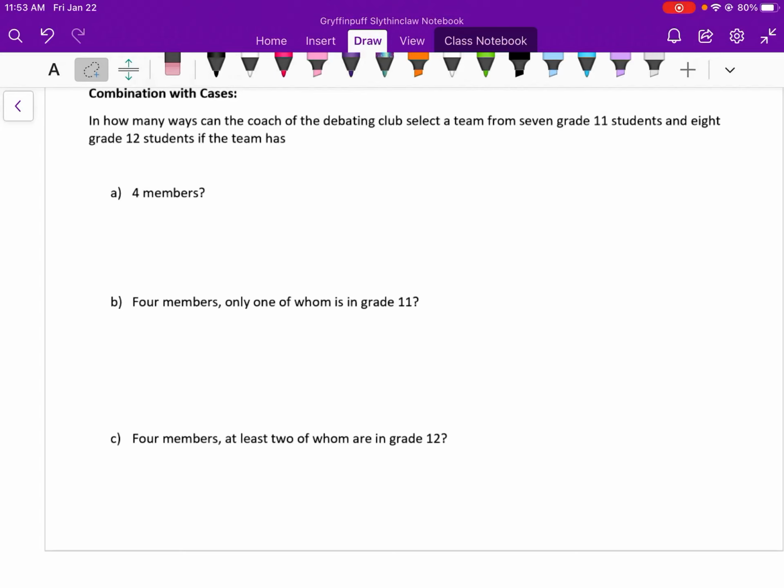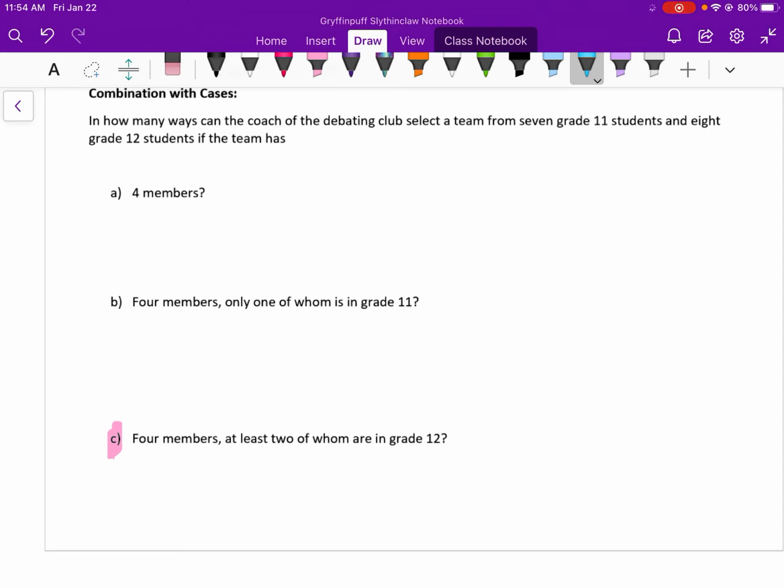Next example, combination with cases. If you ever approach a mathematics problem that is fairly complex, that can be easily broken down into simpler mathematics problems, that is an ideal situation for cases. And we'll see that C involves cases.